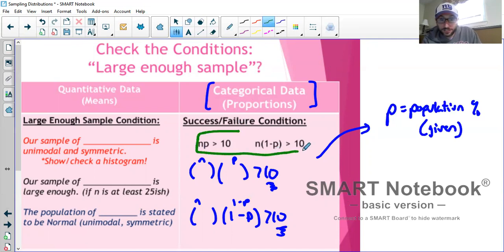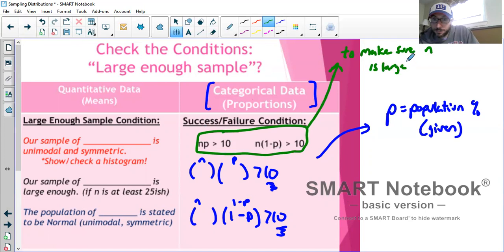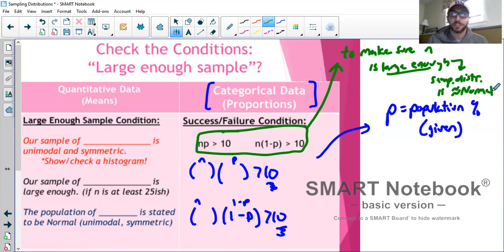The reason we check this condition is to make sure N is large enough. And specifically, when we say large enough, it's large enough that the sampling distribution is going to be approximately normal. So if our sample size is not big enough, the sampling distribution would not necessarily follow a normal model, and then everything we're going to do mathematically falls apart. So we have to make sure these conditions are met. That's what allows us to believe the sampling distribution is approximately normal, which is what allows us to proceed mathematically with all the stuff we're going to learn in the coming days and weeks and months.